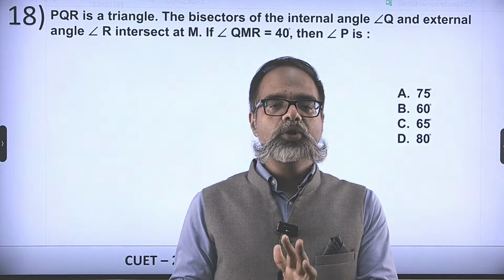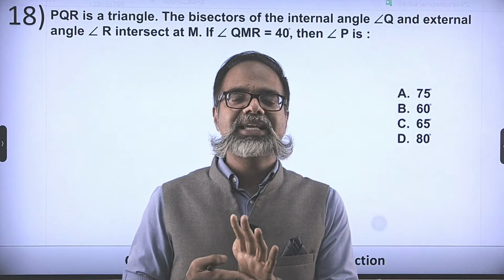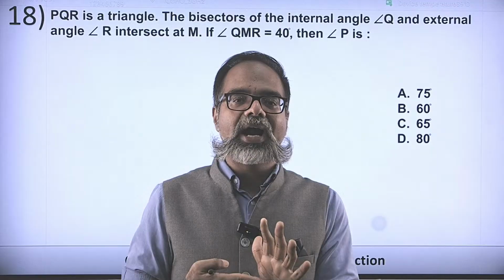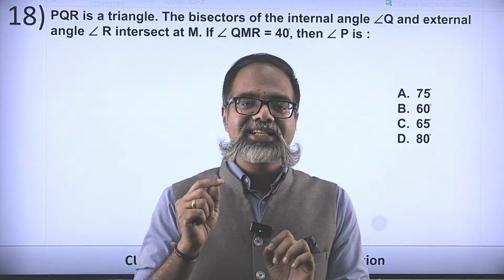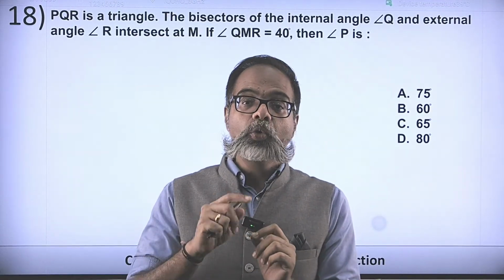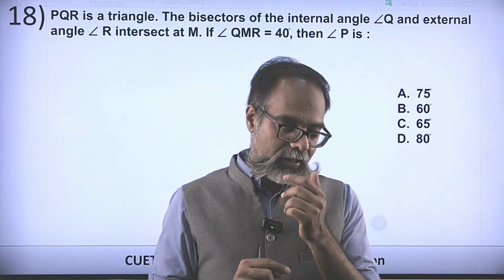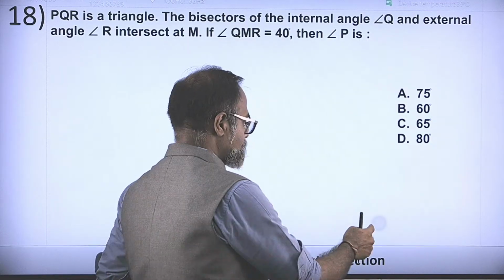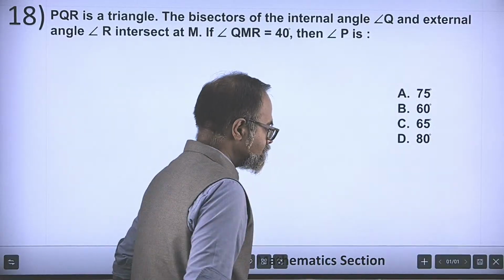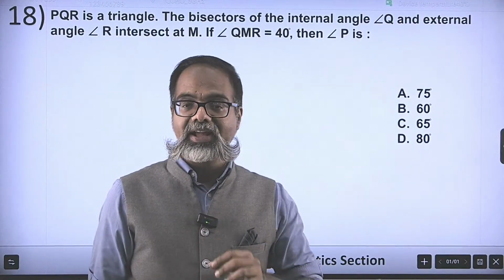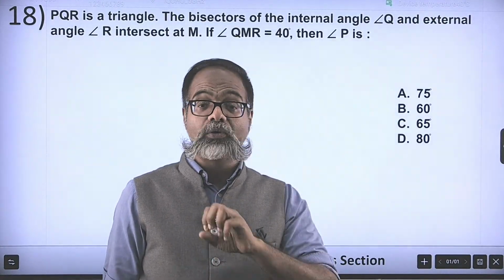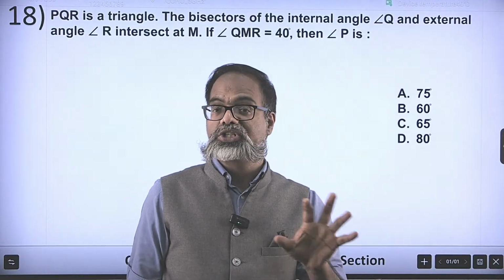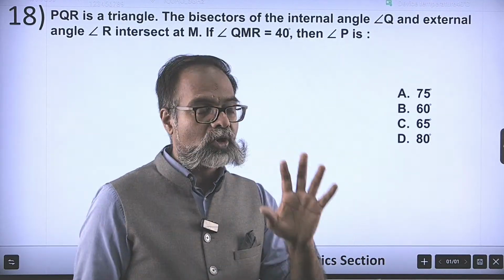It says PQR is a triangle and the bisector of the internal angle Q and external angle R, they intersect at M. And QMR is 40 degrees, then what is angle P? Okay. Took me some time to understand it, took me some time to work it out. And if anybody else has a better way of doing it, I would love to hear your solution. I would love to see your solution. But here's what I did.